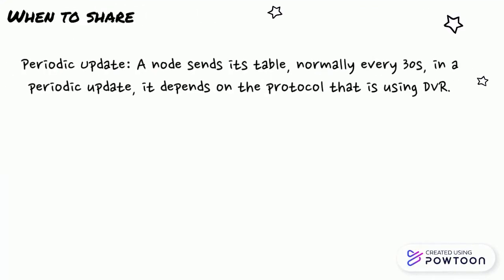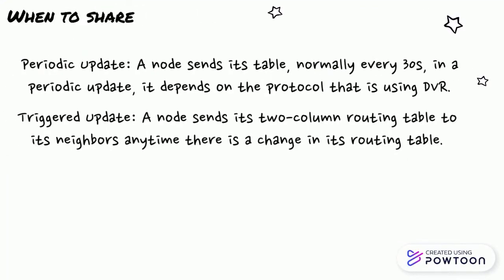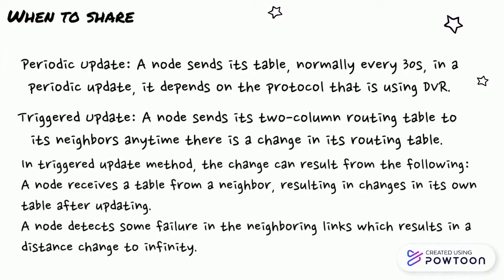Now, as for how and when the sharing of information occurs, there are two types. The first is the periodic update, in which a node sends its table normally every 30 seconds. It depends on the protocol that is using distance vector routing. And then there is the triggered update, in which a node sends its two-column routing table to its neighbors anytime there is a change in its routing table.